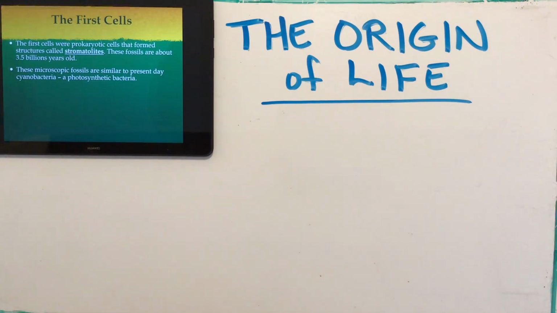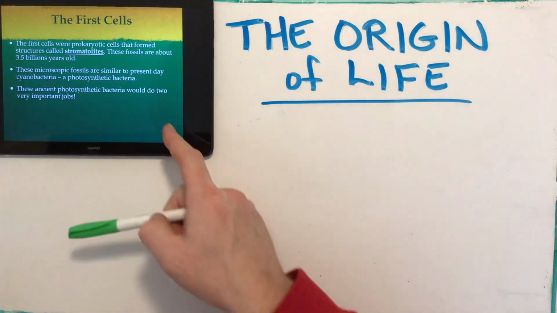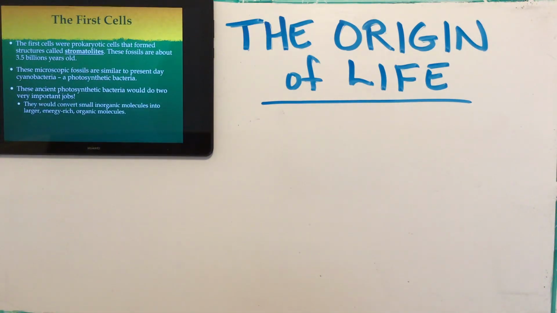The stromatolites are bacteria, and they're very similar to cyanobacteria. Cyanobacteria is a photosynthetic bacteria. We still have them on the planet today, and they run photosynthesis. And these ancient photosynthetic bacteria that form the stromatolites would do two very, very important jobs, right? The first thing they would do is convert small inorganic molecules into larger energy-rich ones.